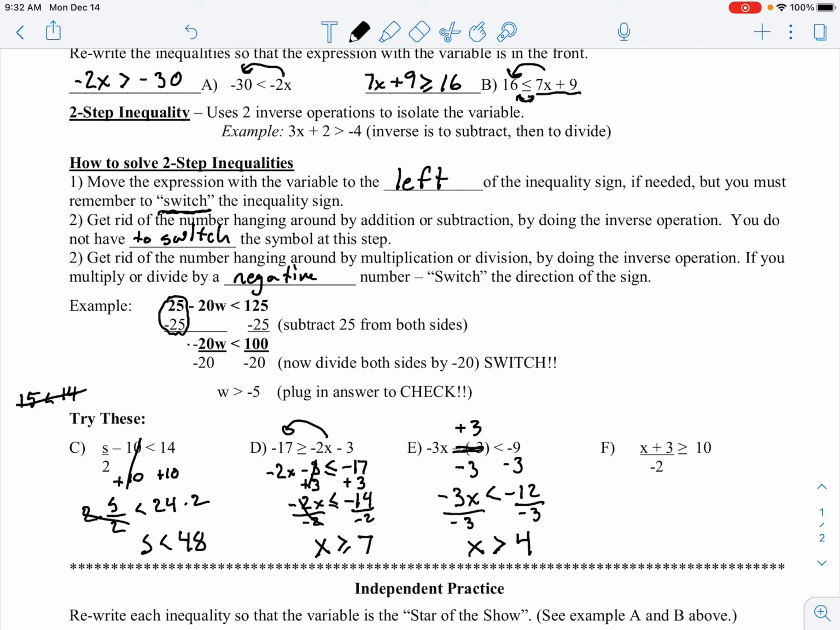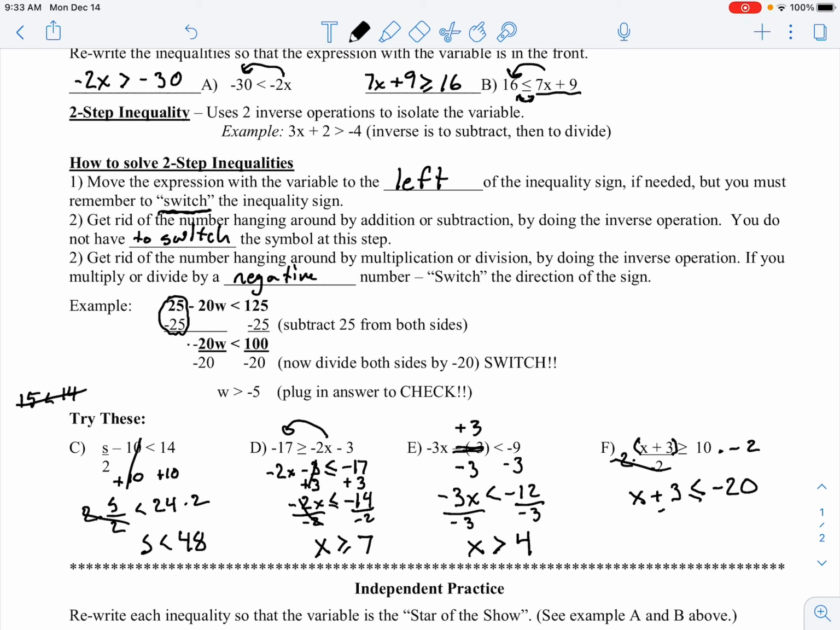And final one here, remember if we're dividing entire quantities by a number like this, we can pretend there's parentheses. We do parentheses last. So in order to undo this division by negative 2 here, I need to multiply by negative 2 on both sides. Then we get x plus 3 is, well, I multiplied by a negative, so don't forget when we multiply by a negative to solve, we have to switch that sign around. Less than or equal to 10 times negative 2 is negative 20.